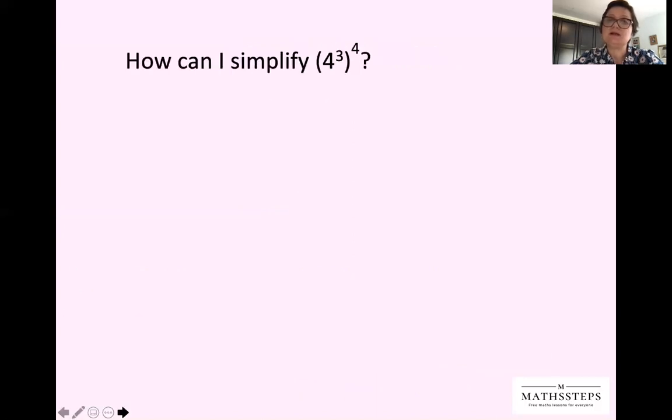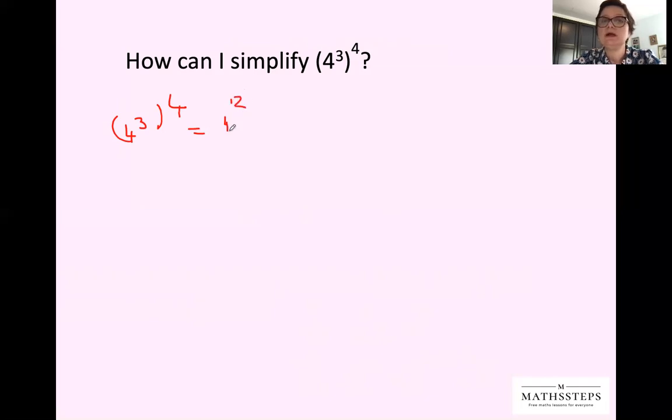And the next one, I call it the power of the power. Now, when you have brackets and a number or a term, a letter or a number, to the power of something, then you have to multiply the powers. So 4 to the power of 3, all to the power of 4, we multiply the powers, so the answer is going to be 4 to the power of 12.